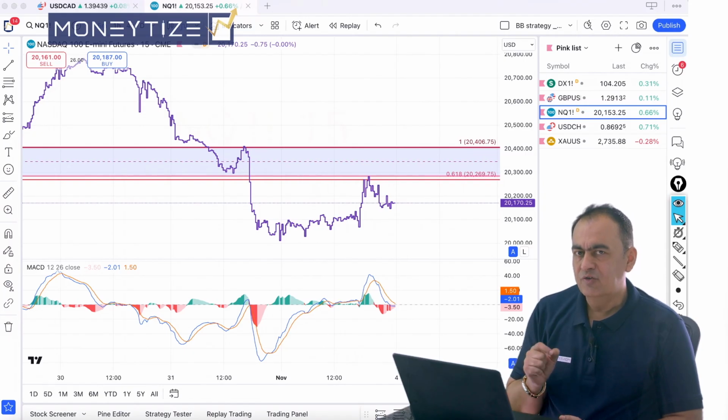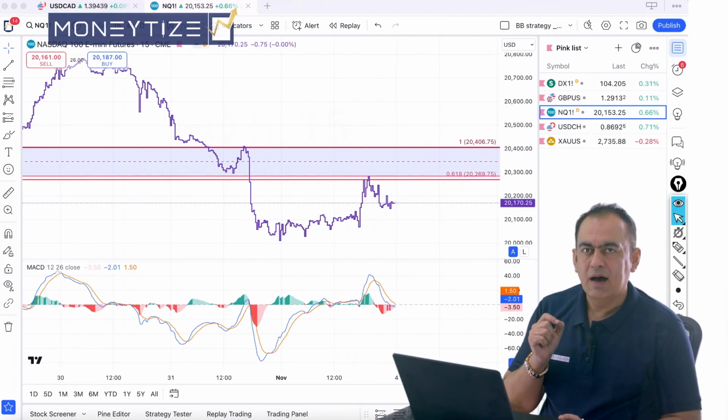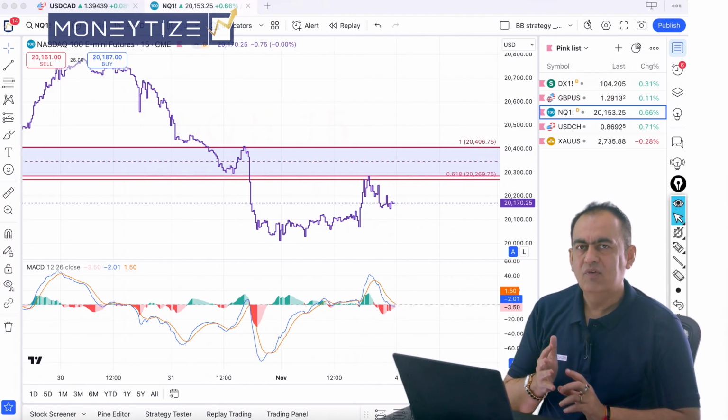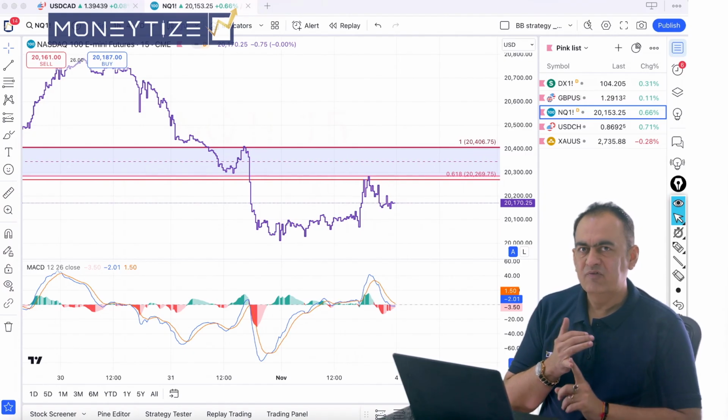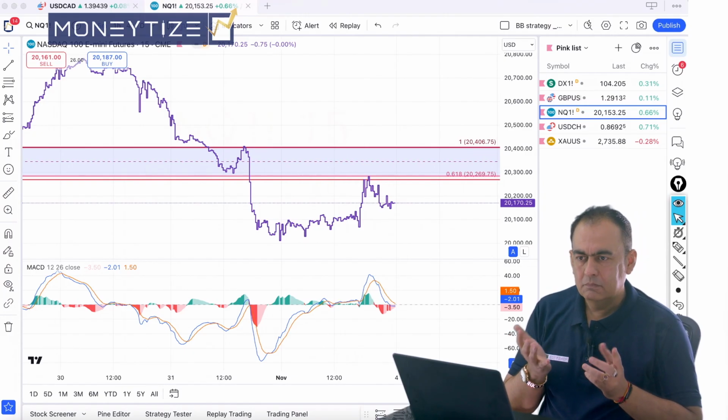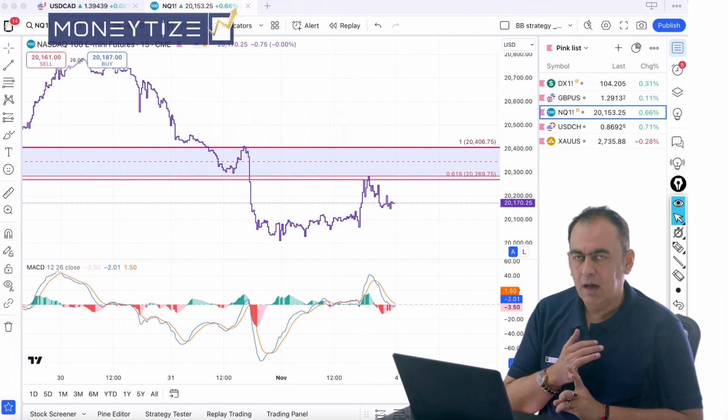Now, the traders who love to trade on high volatility, you can't ask for more. In the coming week, we have multiple events. On the 4th of November, we have the US presidential elections. On November 5th, the result is anticipated to be out.